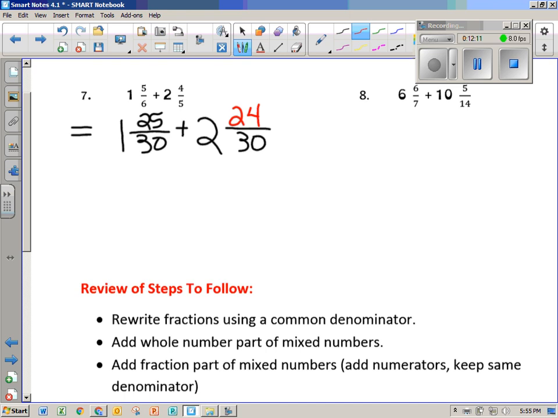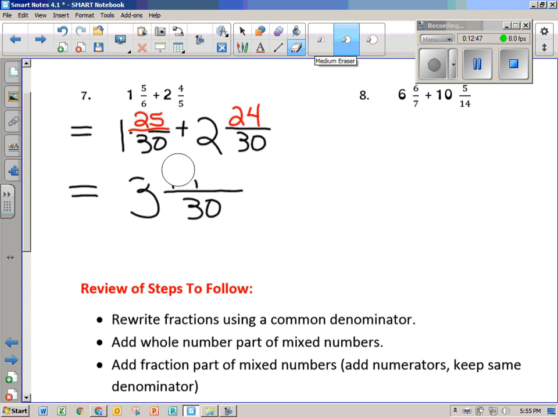Now I'm ready to add. I was going to try to write my numerators in the same color. Just so we can see, it's the 25 and the 24 that we need to add together, and 1 and 2. Keep the denominator. 25 and 24 is 49.